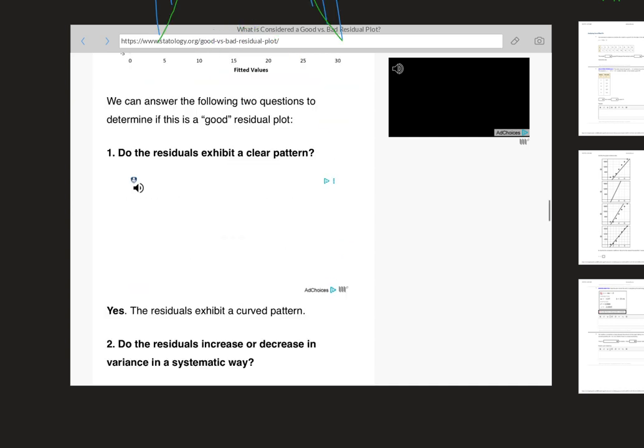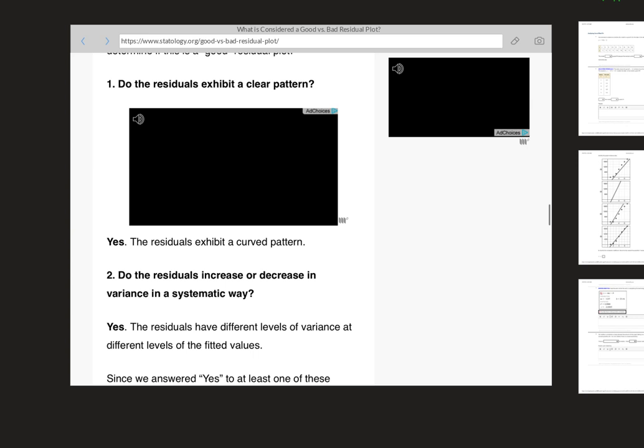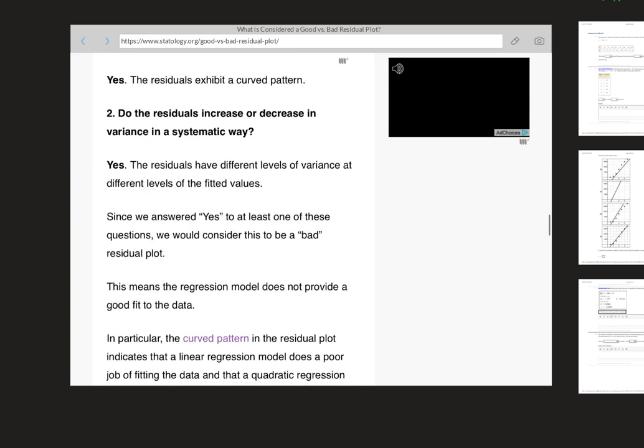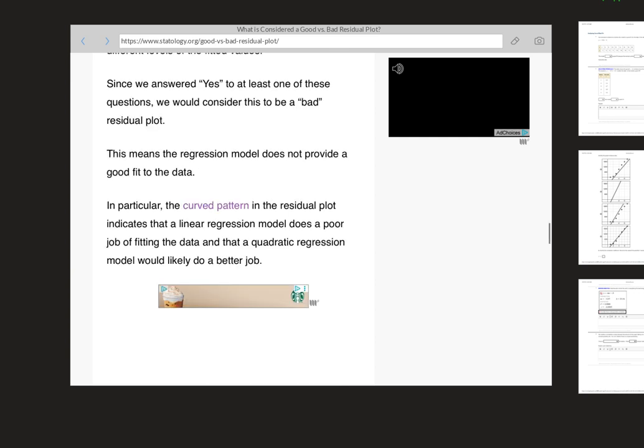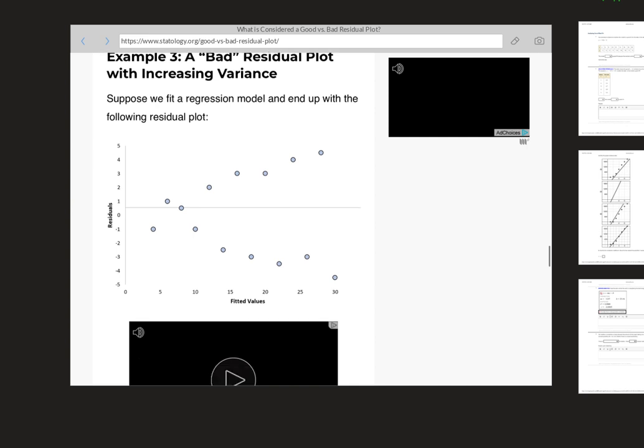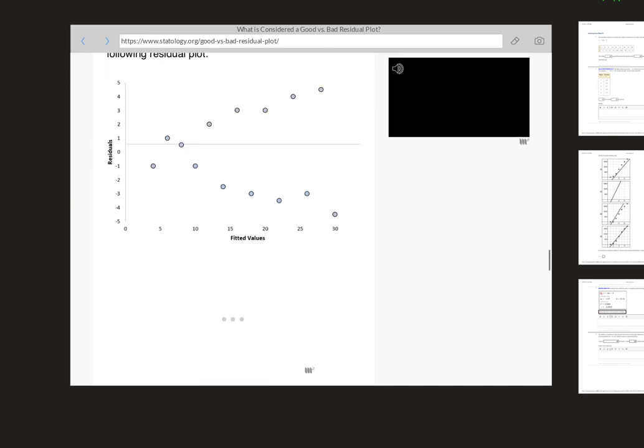So do the residuals exhibit a clear pattern? And yes, there's clearly a curve. Do the residuals increase or decrease in a systematic way? Yes. The residuals have different values of variance at different levels of fitted values. So since we said yes, this thing stinks. Are there any other examples here? Okay, here's another bad one. Suppose we fit a model on this one.